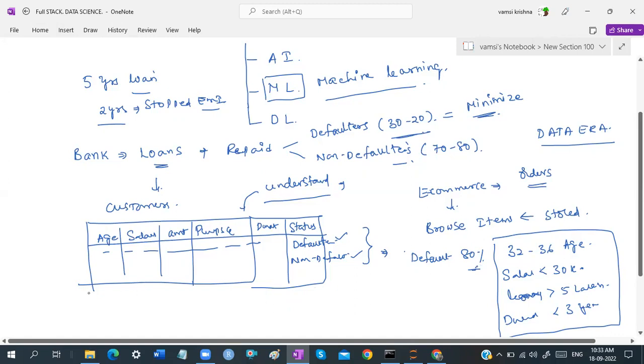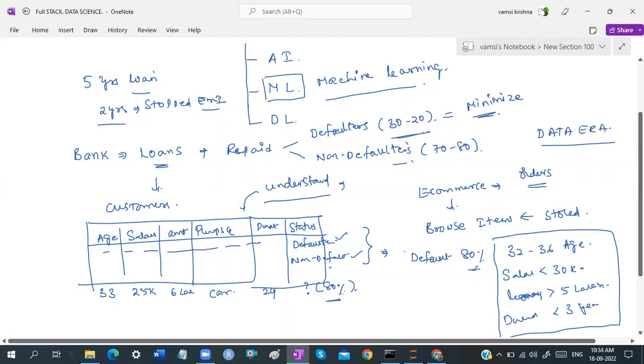Now, whenever a new customer comes and applies for a loan saying that his age is 33 years, his salary is 25K, loan amount is, let us say, 6 lakhs, the purpose is buying a new car, and the duration is, let us say, around 24 months, easily we can expect that I can't say 100% he is a defaulter, but 80% chances that he is going to be a defaulter, because I studied the past customers' data.